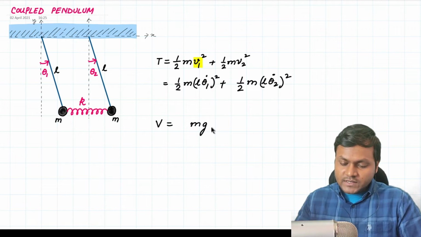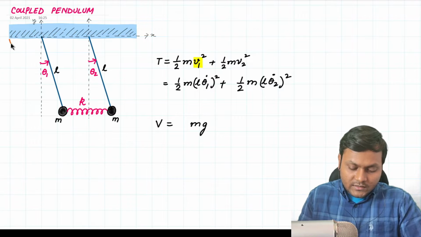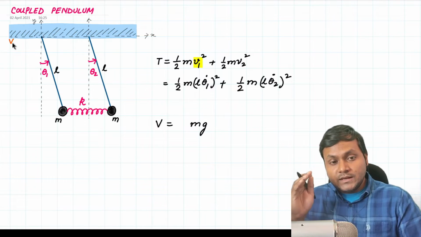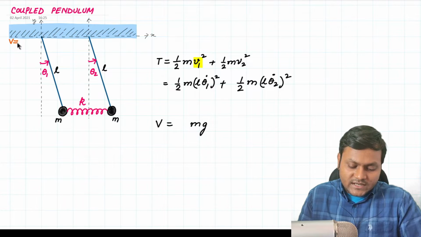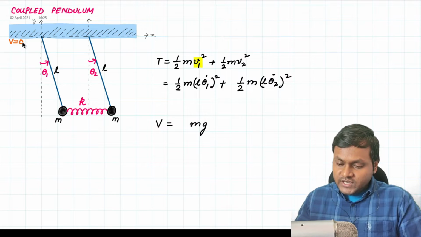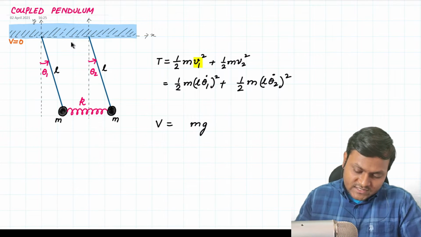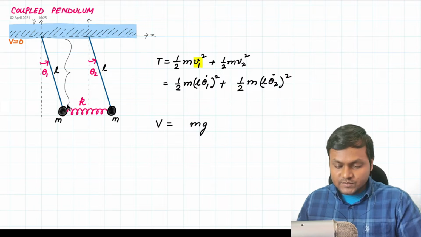Now I need to fix some kind of a reference associated with the zero potential. So let's suppose the level at which the pendulums are attached to the pivot, that horizontal level, is the level for zero potential. So here I'm interested in finding out what is the instantaneous height from that level for the first mass.